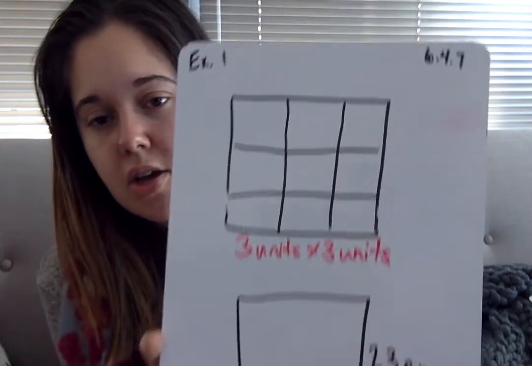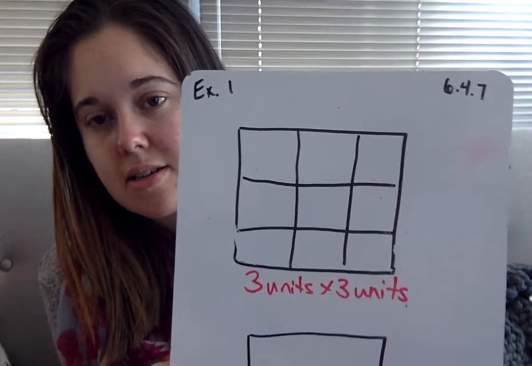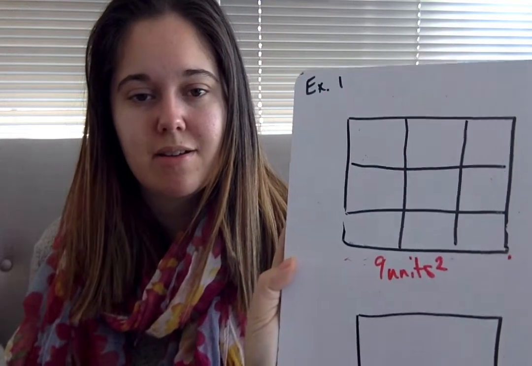So in this case, we're looking at 3 units times 3 units, right? 3 units times 3 units. So then now what is the square's area? So we say 3 times 3, we know is 9. And now a lot of times you would say, well, it's 9 square units, right? You could also say 9 units squared.